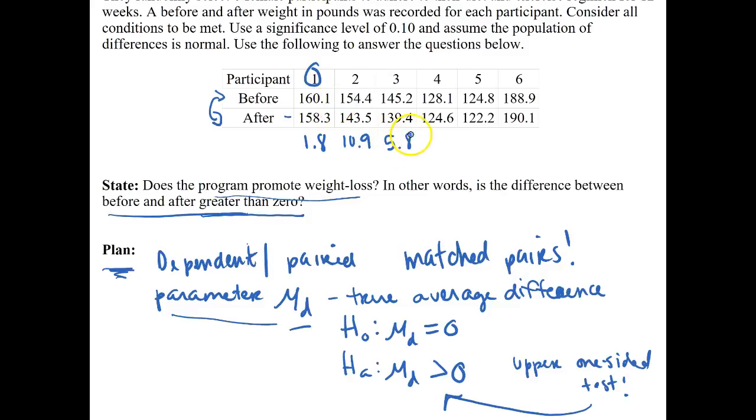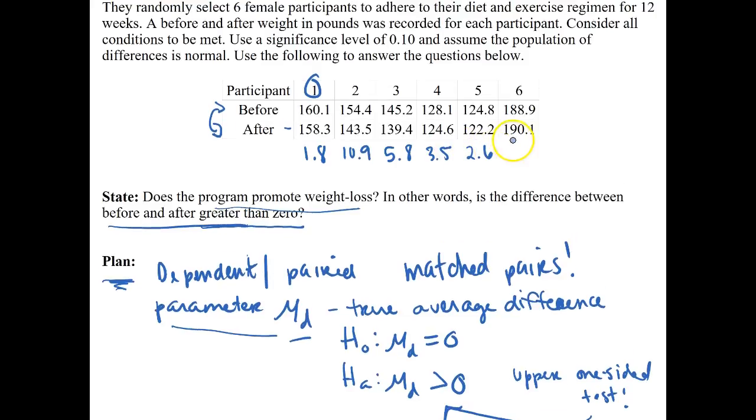And we have 5.8 for participant 3. That's how much weight they've lost. 3.5 pounds for participant 4. 2.6 pounds for participant 5. And it looks like participant 6, unfortunately, actually gained 1.2 pounds. So the difference is a negative number. So 188.9 minus 190.1 is a negative 1.2. So now that we have our differences, we can then start making calculations and start solving this problem.